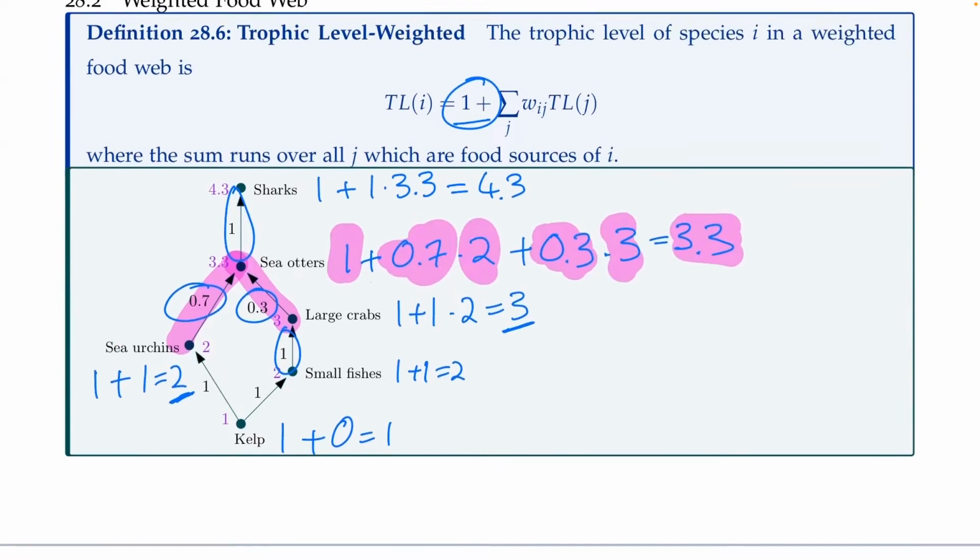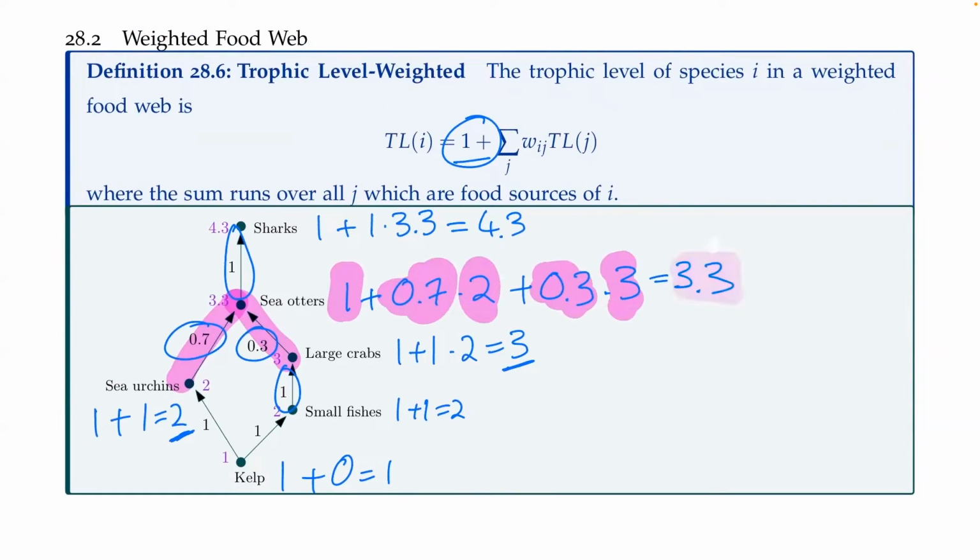One thing that wasn't covered in the pre-lecture but is important is we can think about what happens in these food webs if one of the species is removed. So we'll go through some examples of this, but we can think about, say, what happens if sea urchins were removed from this food web? Well, sea otters are going to lose 70% of their diet.